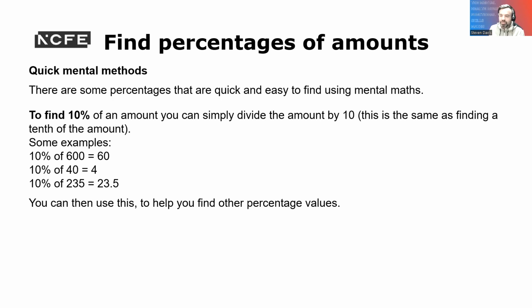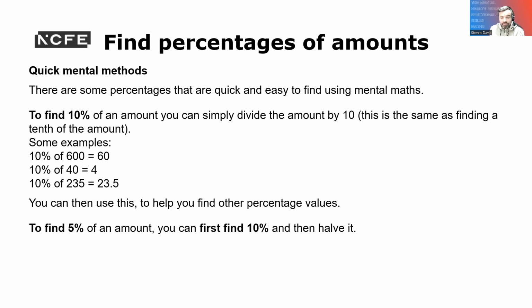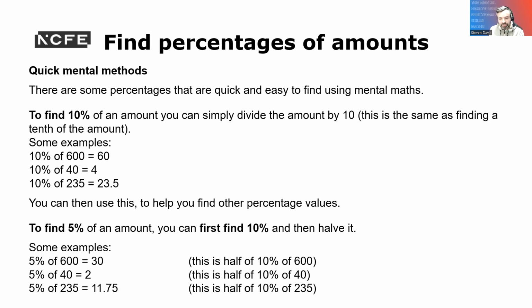You can use this to help you find percentages of values. To find 5%, first of all, just work out 10% and then halve it. That's a very simple thing to do. So we know that 10% of 600 was 60, so 5% is half of 60, which is 30. 5% of 40: we knew 10% was 4, so that's now got to be 2. And half of 23.5 is 11.75. So you can see we've worked out the 10%, and now to find 5%, we've halved. If we wanted to work out 15%, we can now just add those two together.